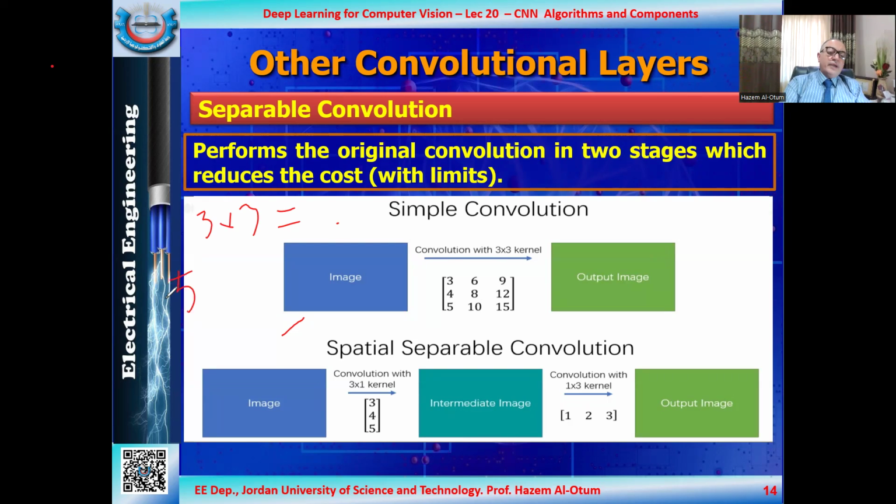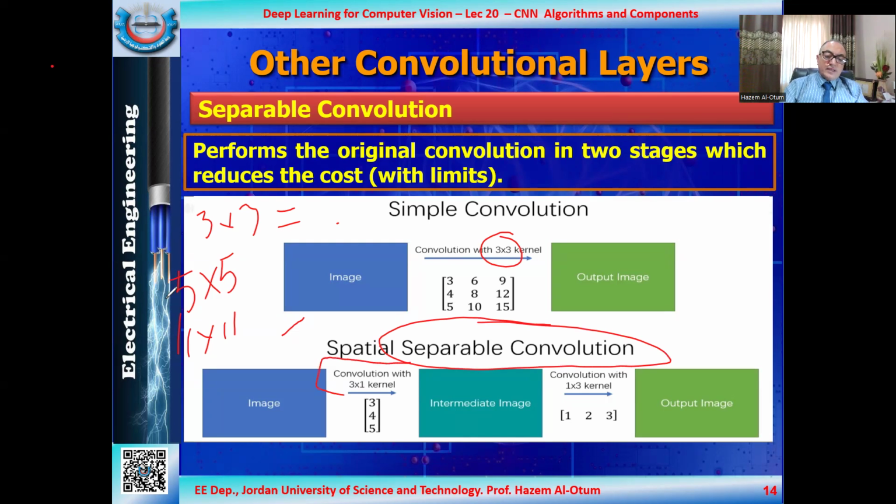Now, when increasing the kernel size to 5 by 5, 11 by 11, etc., the calculations will be repeated very heavily and will overload our computational cost very seriously. So instead of having a 3 by 3 kernel, you can divide the kernel into separable convolution steps. We can take the convolution as 3 by 1, then repeat on the result with 1 by 3. So this can be obtained, for example, by convolving the input image with the 3 by 1 kernel matrix 3, 4, 5, and the result will be applied to the other step, which is 1, 2, 3.